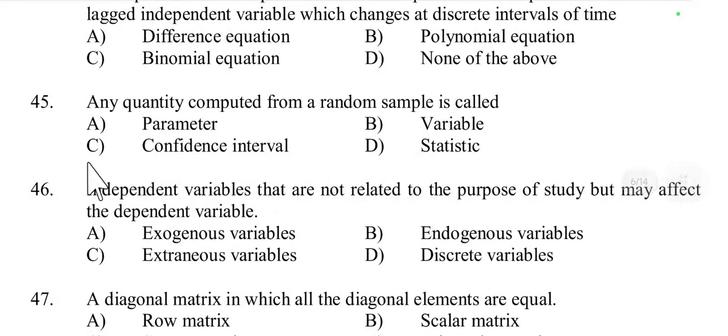Then question number 45. Any quantity computed from a random sample is called parameter, variable, confidence interval or statistic. It is called a statistic. Option D, because a statistic is a number derived from a sample, such as the sample mean or variance. In contrast, a parameter refers to the entire population. Here parameter means total population, but statistic means a number derived from the sample, or we can say sample mean or variance. Option D is the right answer.